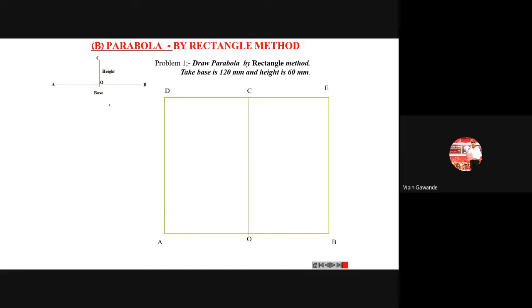For the parabola, we have only two things: we have only the base and the height. So if the base and height are given, we can construct the parabola. And if the major axis and minor axis are given, then we can construct the ellipse. So see, it is very simple.